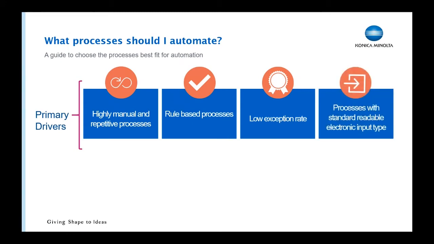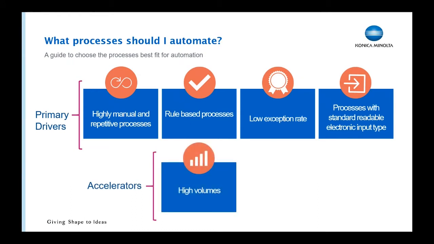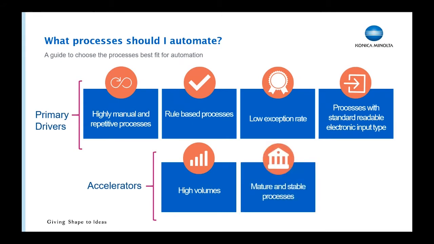And the processes should have a standard readable electronic input type. So if you're looking to automate paper-based processes, you would need to look for another Konica Minolta solution to digitize those into a format which is compatible. Bonus points are awarded for processes with a high volume, which can have a positive impact on the ROI, and mature and stable processes, which we're not expecting to change significantly in the near future.